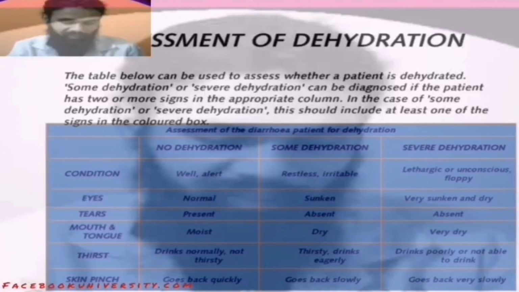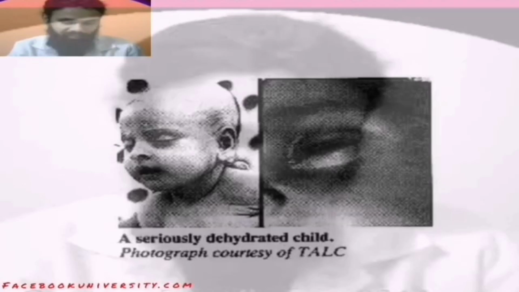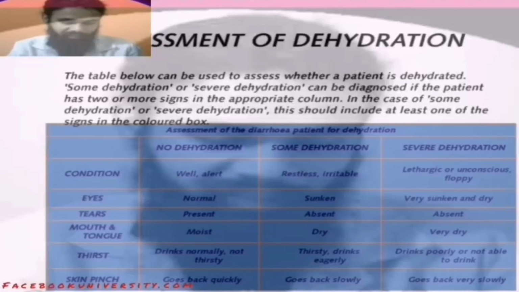In case of severe dehydration, the patient will be lethargic, unconscious, floppy, and the eyes will be very sunken and dry, because you will not see tears when the patient cries. There will be a dry tongue and mouth, and the patient will drink very poorly or will not be able to drink, and the elasticity of skin is greatly reduced. Okay, so this table you should refer.